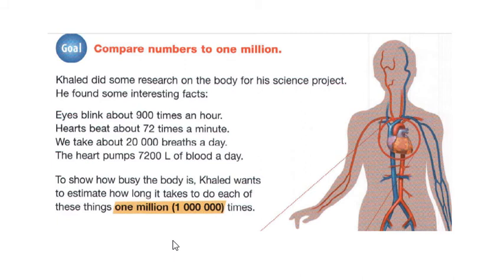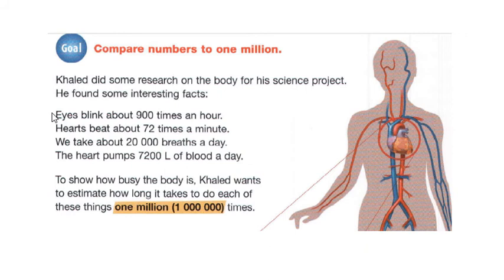So just to make a distinction here, it doesn't ask how many times it can do it in 1 million minutes or 1 million hours. It's not asking that. It's asking how long would it take for each of these things to happen 1 million times. So our answer must be in a time. The answer must be in seconds or minutes or hours or days or weeks or months or years. Let's move on.